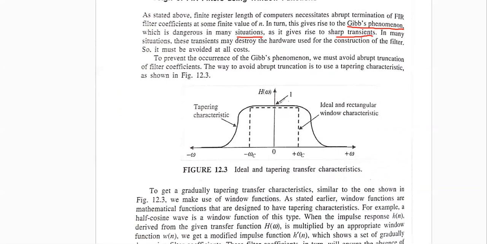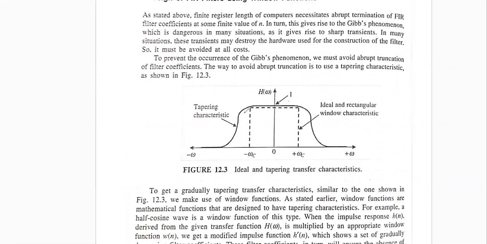So sharp transients can happen. There might be a sharp transient like this, so there is a huge voltage surge. In many situations, these transients may destroy the hardware used for the construction of the filter. So it must be avoided at all cost. We need to avoid this one. What we have already done with an example is not permissible.